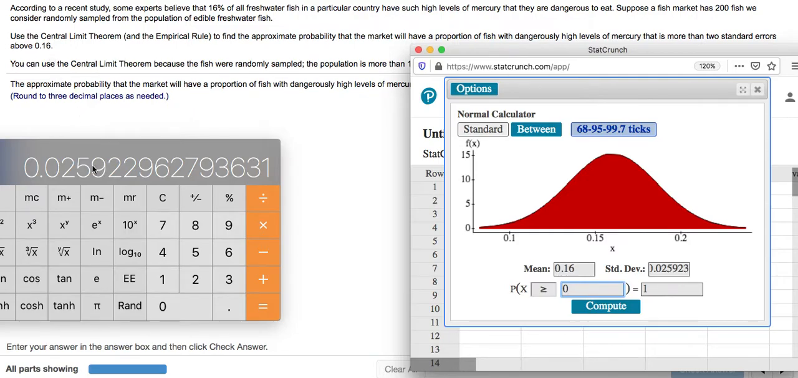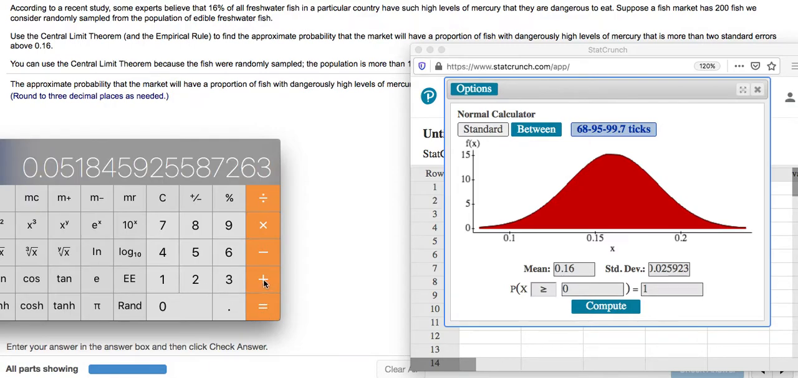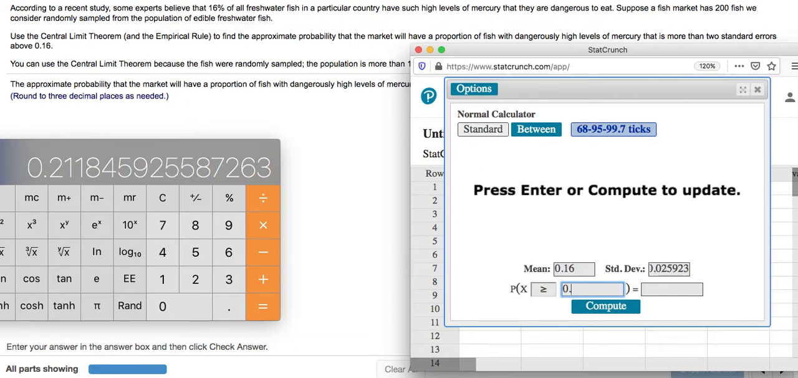In my calculator, it's pretty easy to do. I'm going to double this number, double my 2 standard errors, and I'll add 0.16 to it. So I'm going to go times 2, and I'm going to add that to 0.16. This is 2 standard errors above 0.16, and that's the number I'm going to put in here. So again, I'm going to round it out to a few decimal places for accuracy, but I'll go 0.2118459. It's probably good enough.